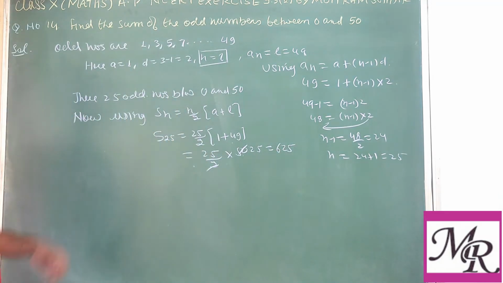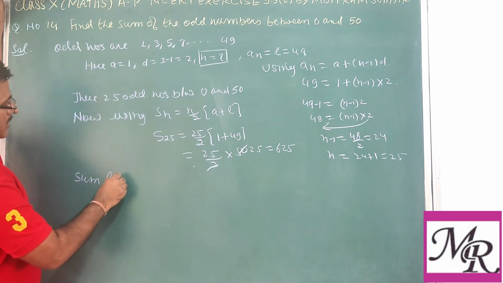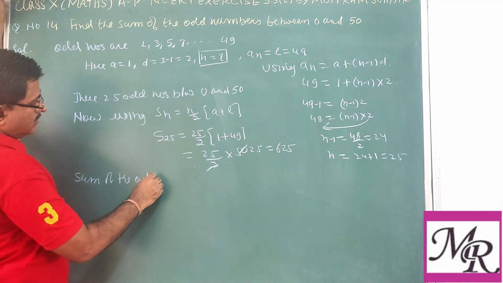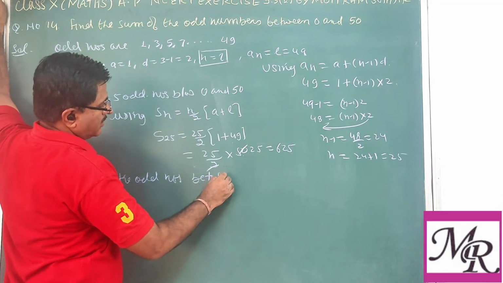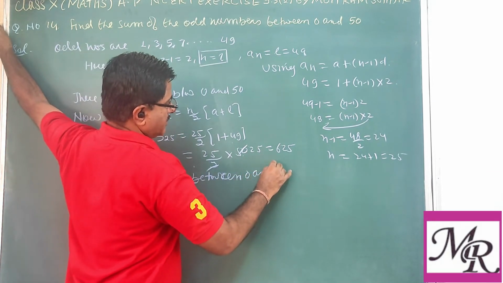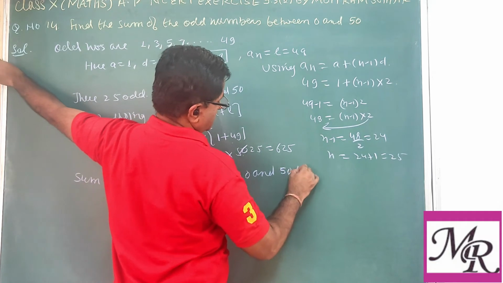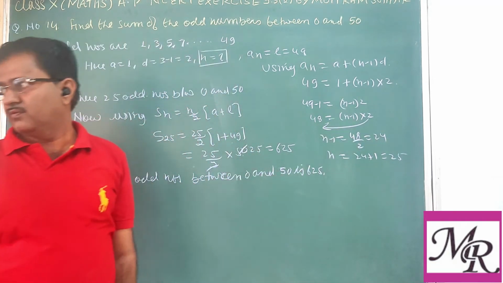So we get the sum of the odd numbers between 0 and 50 is 625.